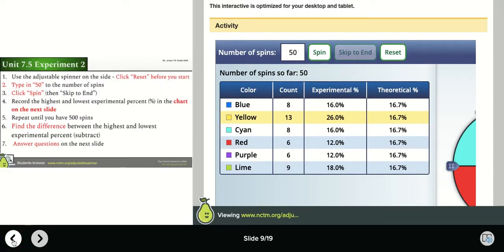So now I go back, and I'm going to reset it. I'm going to go faster, go 500 spins, skip to end. So in 500 spins, what is the highest and lowest percentage that I have? The lowest is 14.4, and the highest is 19.6. So 14.4 and 19.6.